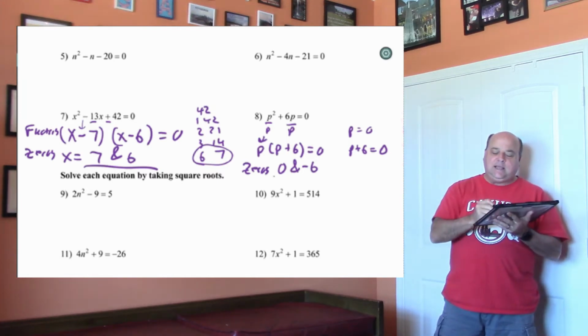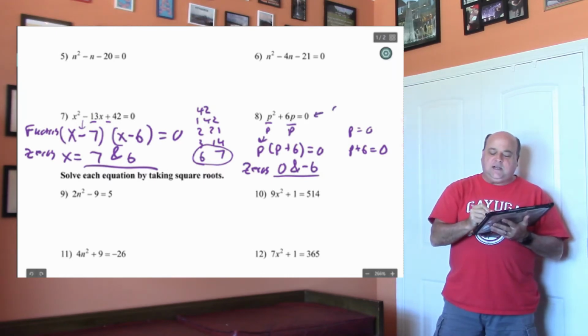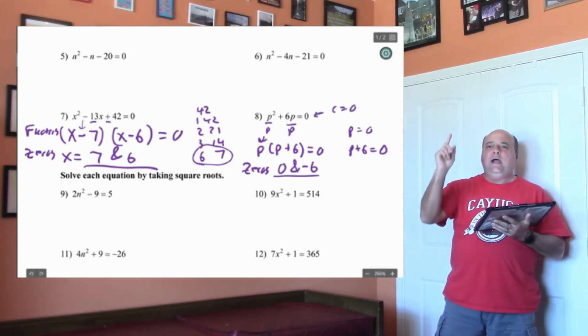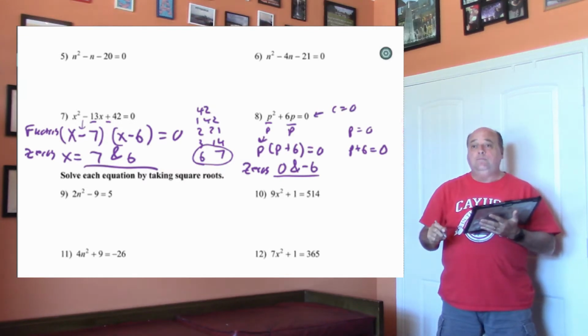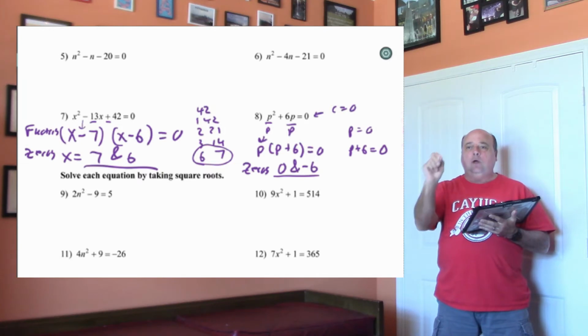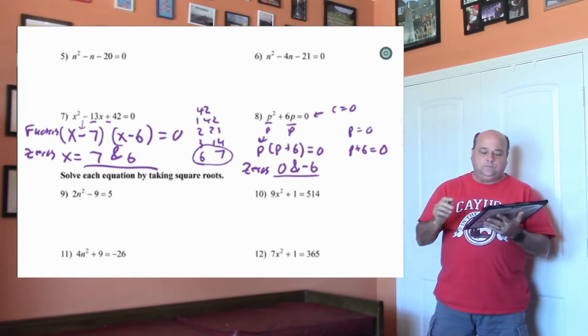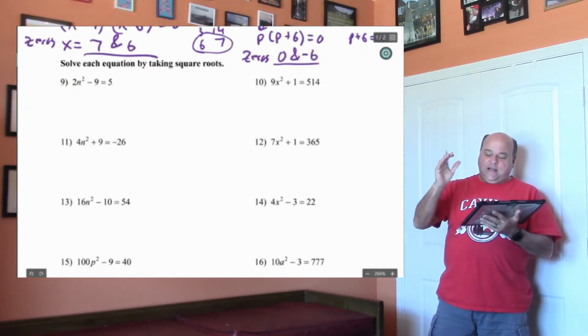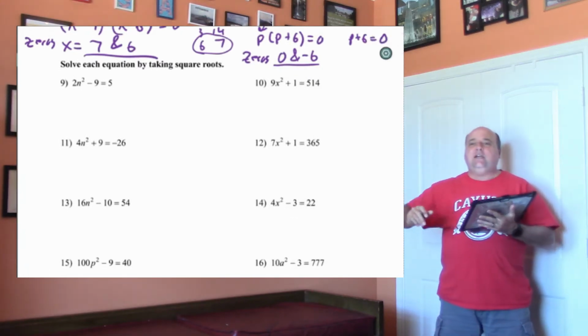Okay? Piece of cake. If there's no c term, notice on this one that c is equal to 0. That means the parabola will go through the origin, which is going to be a zero. So if c is equal to 0, 0 will be the y-intercept, and it's also going to be a zero or a root.